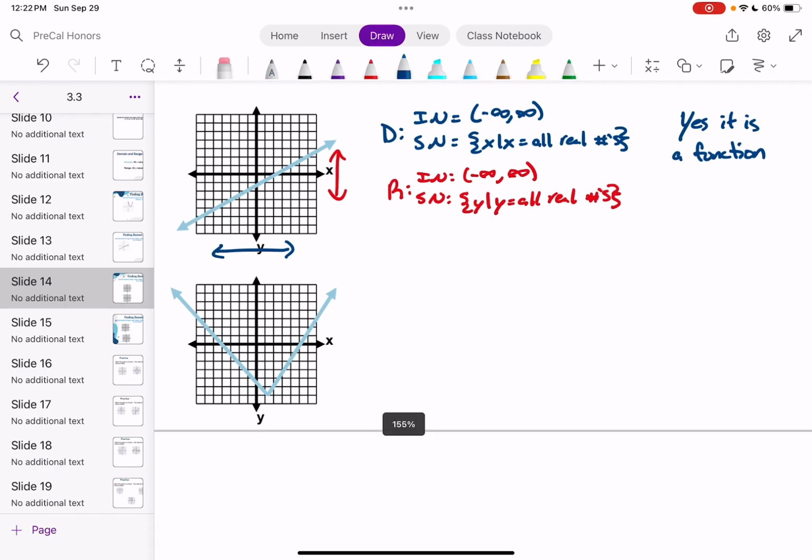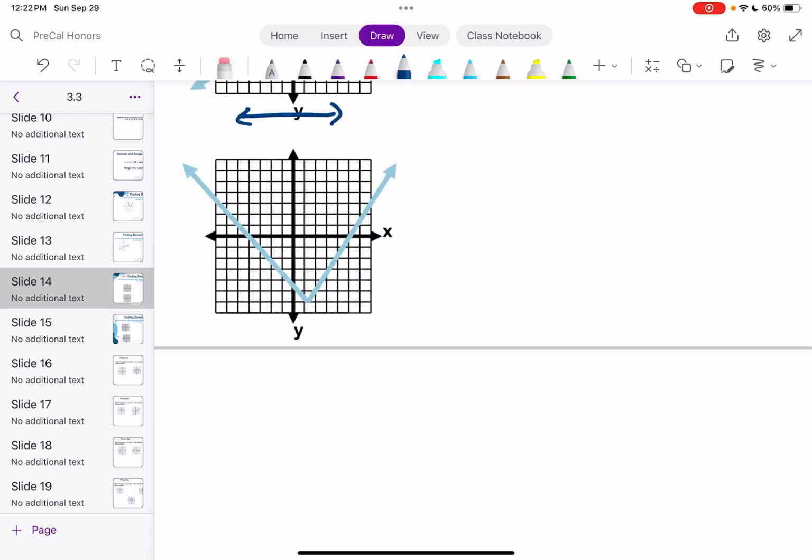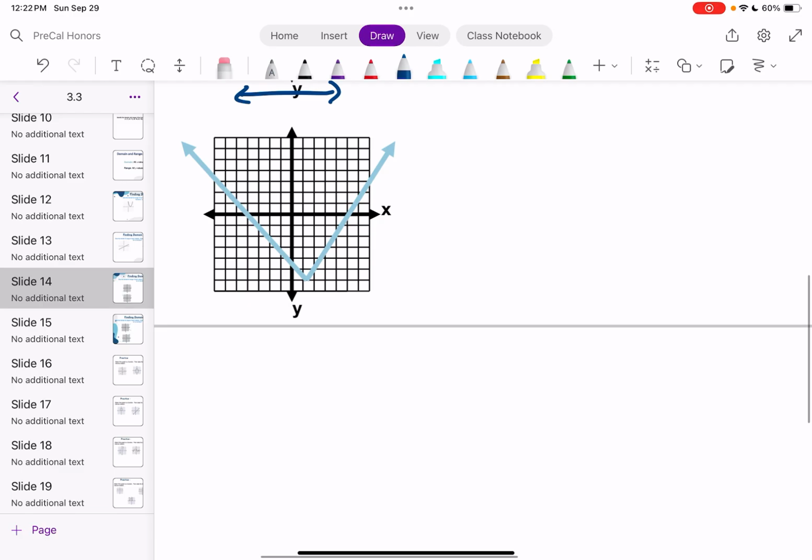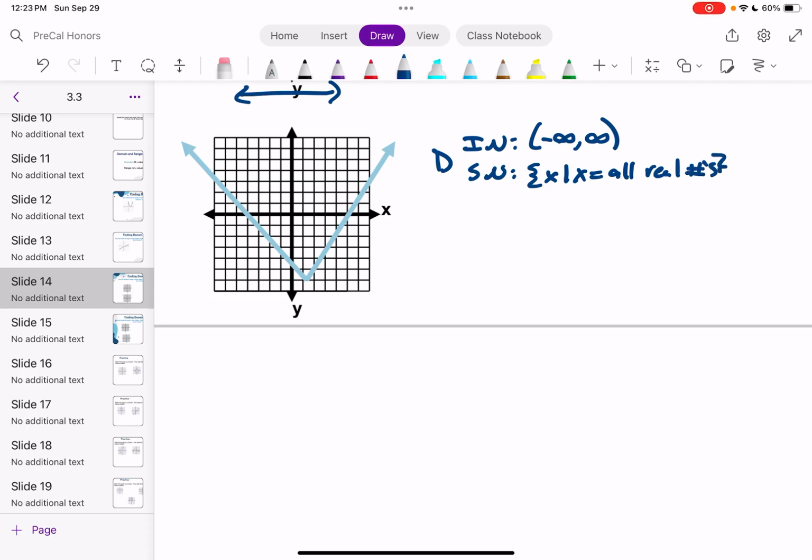Let's take a look at our second example. In our second example, once again, we are looking at the domain in interval notation. Keep in mind, we are looking from left to right. Because it goes from negative infinity to positive infinity, that's exactly what our interval notation would look like, negative infinity to positive infinity. Our set notation would go as x such that x is equal to all real numbers.